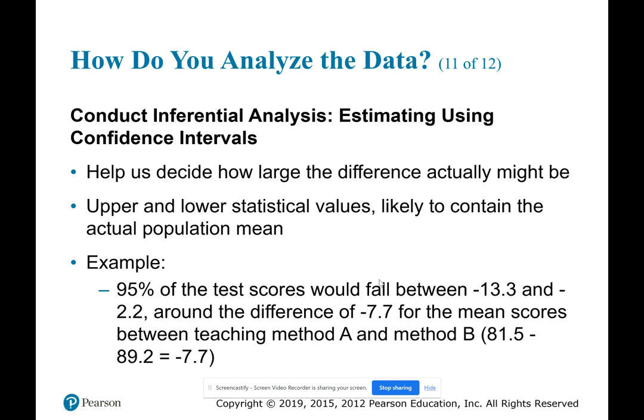So you have confidence intervals. They help you decide how large the difference is. It is the range of upper and lower statistical values estimated to pertain to the actual population. This is given as a percent, meaning 95% of the mean differences would fall between the lower and upper values reported for your t-test. That's an answer that we talked about earlier for your quiz, okay?